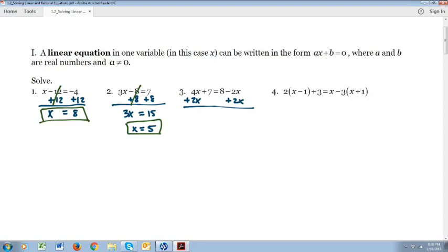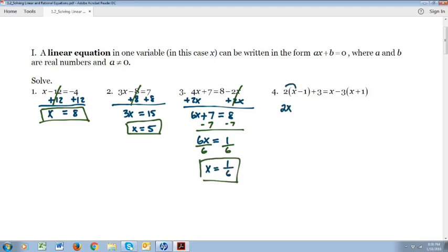So let's go ahead and add 2x to both sides to get rid of the minus 2x on the right. We're going to get 6x plus 7 equals 8. Notice this is a two-step equation, so we'll subtract 7 on both sides. And then we're going to need to divide each side by 6. Again, I want to get x by itself. The opposite of multiplying by 6 is dividing by 6. So we're going to get x is equal to 1/6.